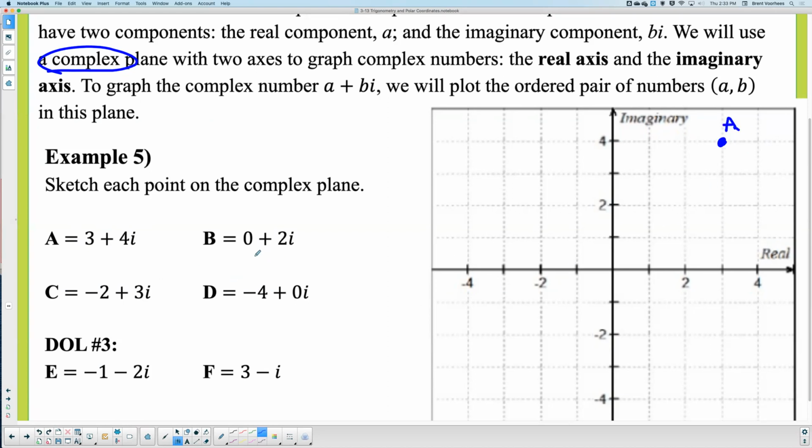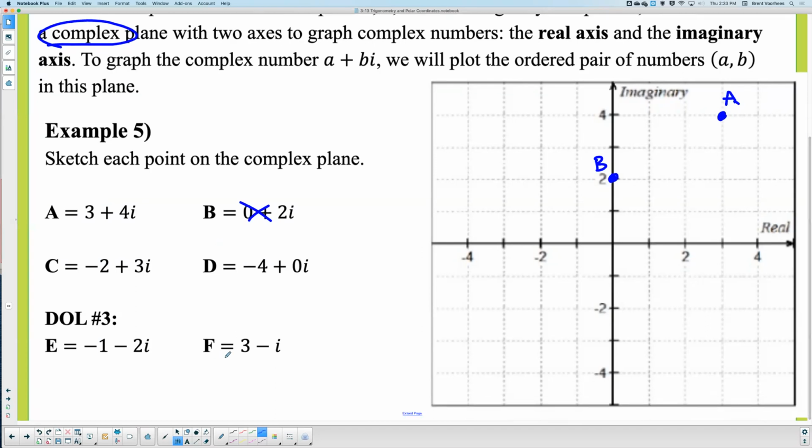What about B? 0, 2. Now, I wrote it that way just for you to figure out. In the future, do you think they would place a 0 there? If you had 0 plus 2i, what's another way we could say 0 plus 2i? Just 2i. So I'm going to put an x there, and I just wanted to write it that way for you this first time.